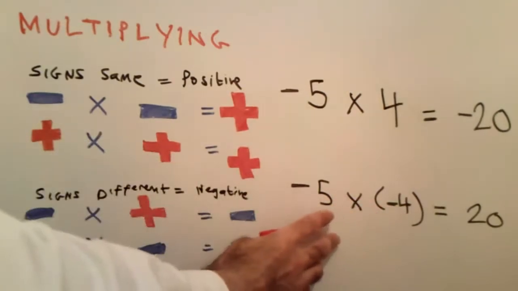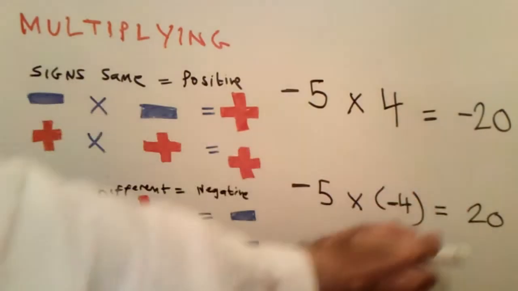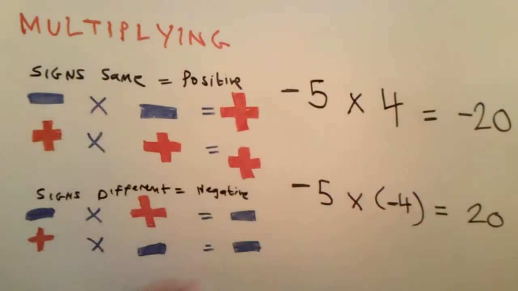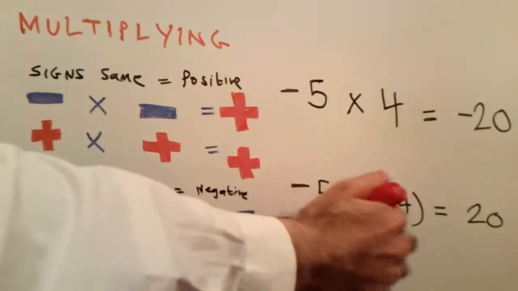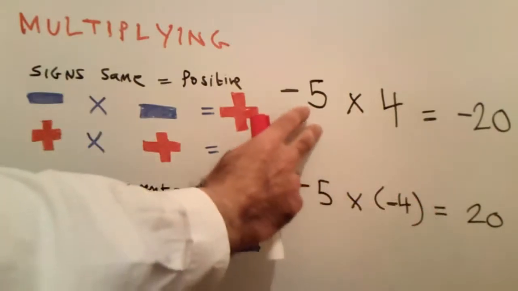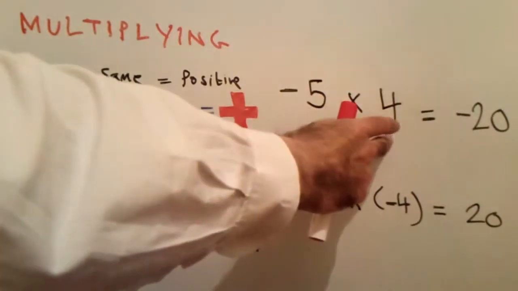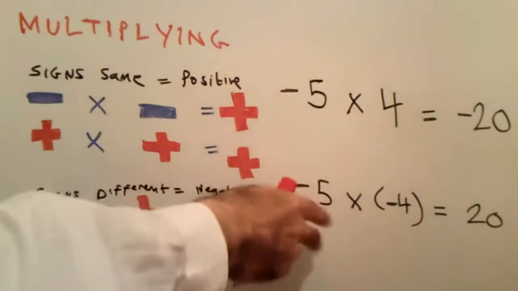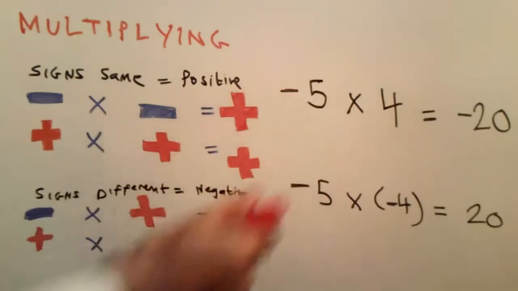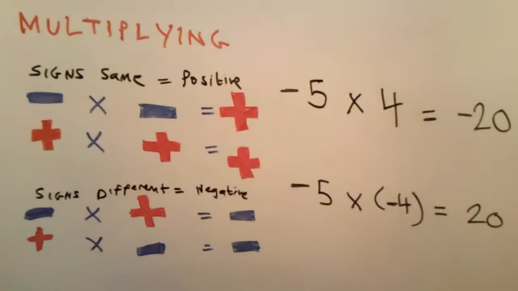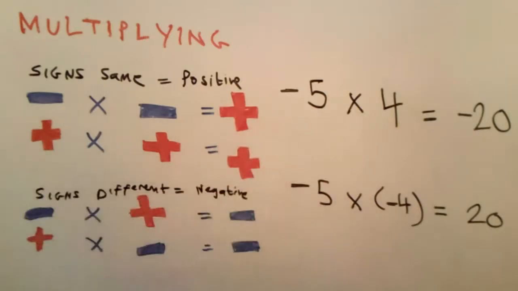So -4 times -5 is 20. It's a positive, so you're refunded the money. So it's just an example of saying a negative times a negative is a positive. And this one was a negative times a positive, which is a negative. So just a quick demonstration of what multiplying negative and positive numbers might mean.